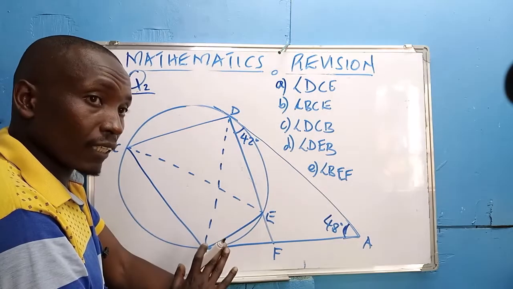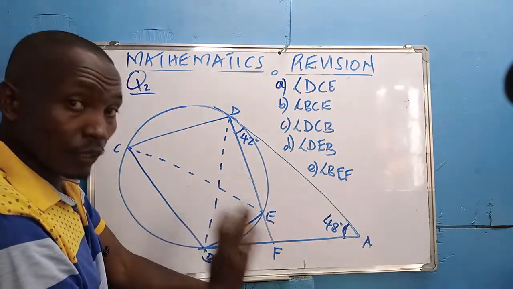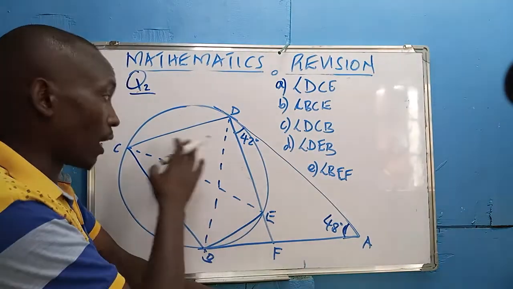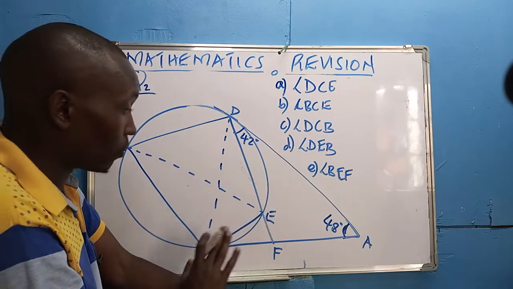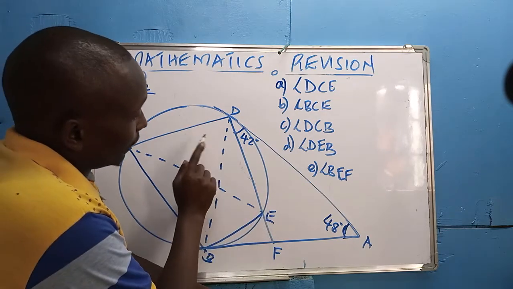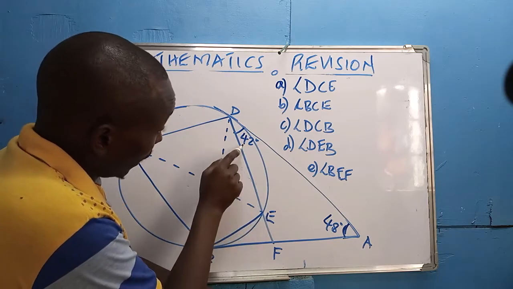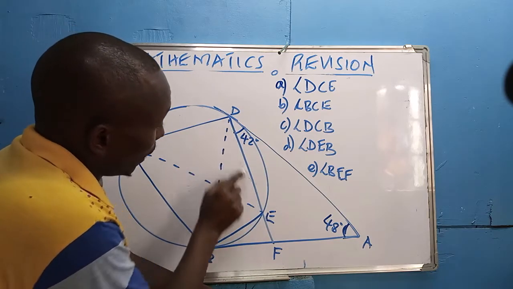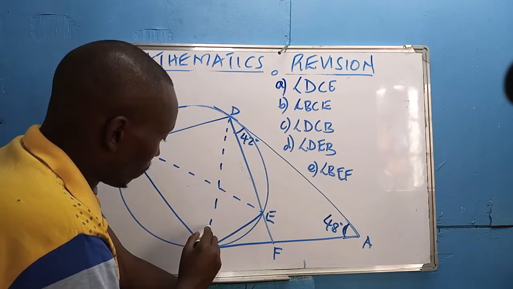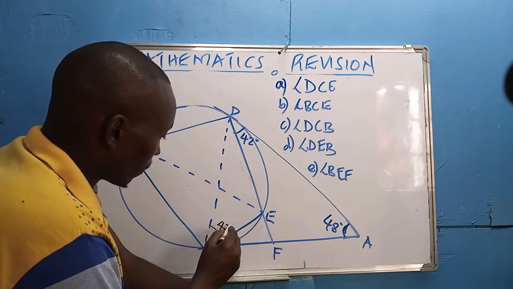Remember, these figures are not usually drawn to scale. So do not say this angle looks like 90, it's 90. No. Now, I can start by attacking the question here. If this is a tangent and this is a chord, this angle is 42. It means the angle subtended by this chord over here is also 42.